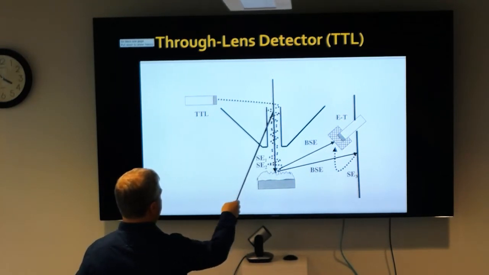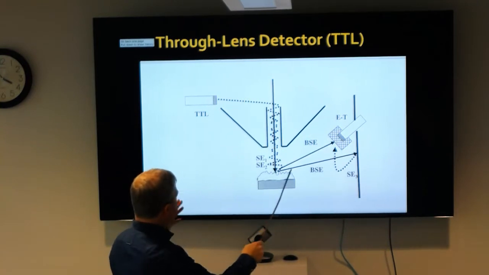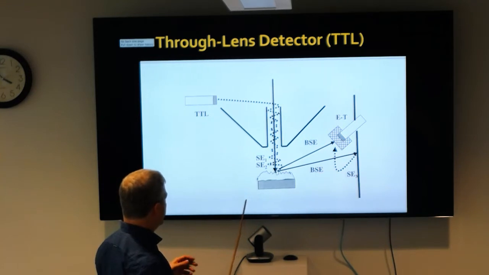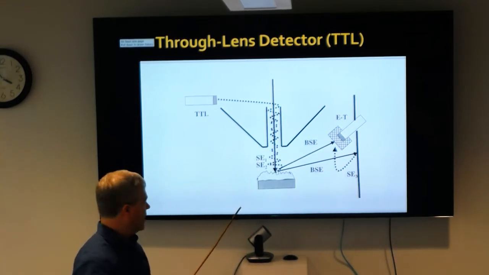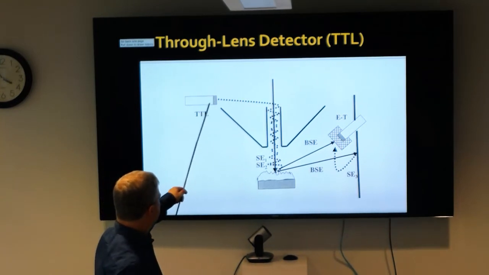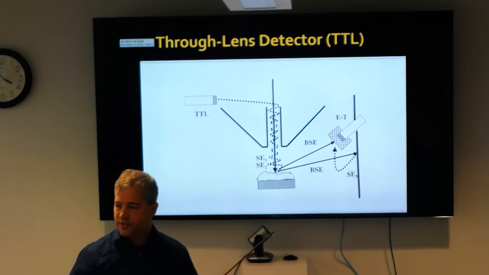You can have a detector up here where you're getting signal that comes back up through the lens, and in fact you can run it in what's called immersion mode, where the sample becomes part of the lens. When you run it in this mode with a through lens detector, you can actually get much higher resolution and better signal.